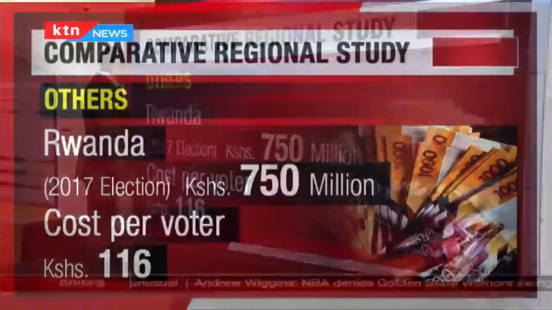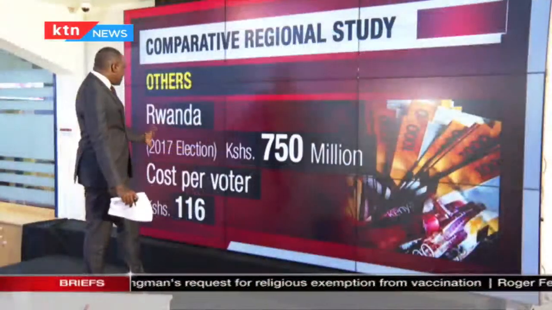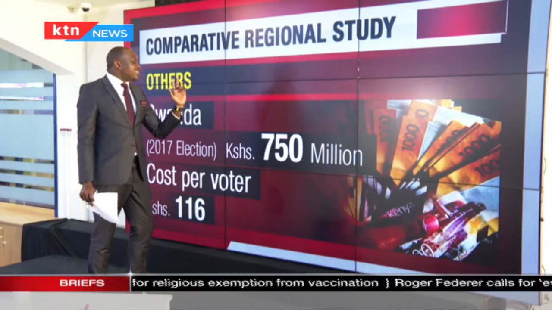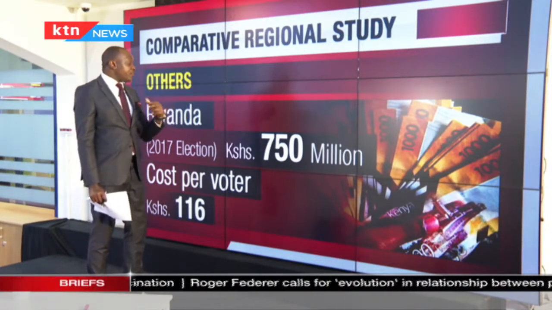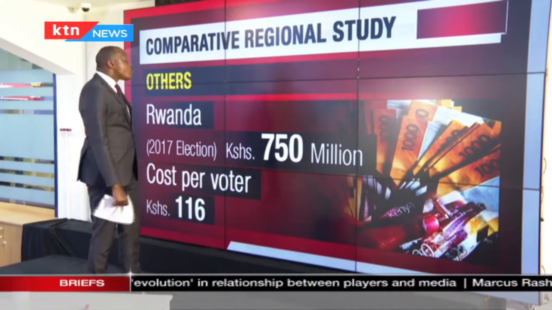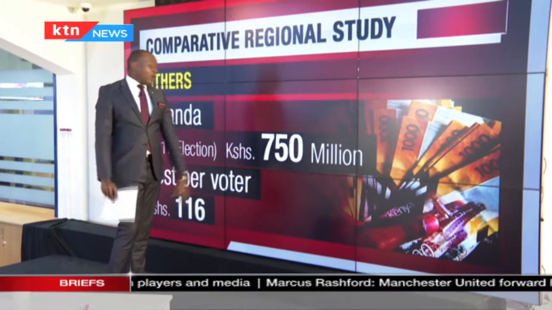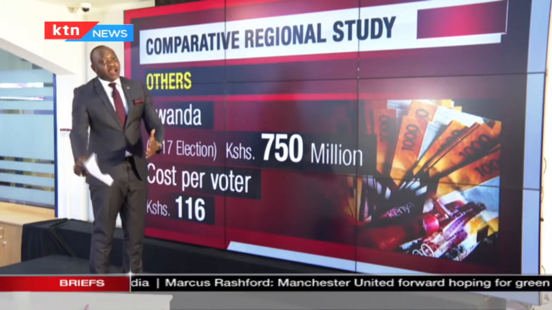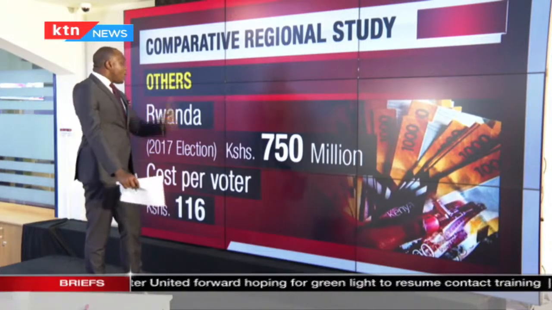And how much do we spend? Let's go across the borders to Rwanda. 2017 election. This data is based on the 2010 election. 2017 statistics. Rwanda used about an equivalent of 750 million shillings, 250 million shy of the 1 billion mark. This is Kenya shillings. The cost per voter in Rwanda, this is not a surprise, with the way they manage their country, 116. Well, still a young country, 1994. You know what happened? So Rwanda spends 116 per voter.